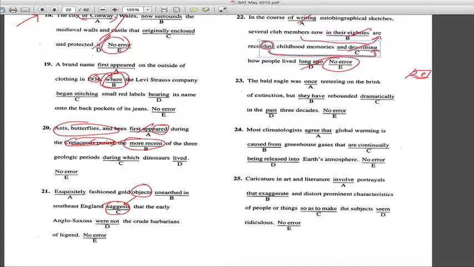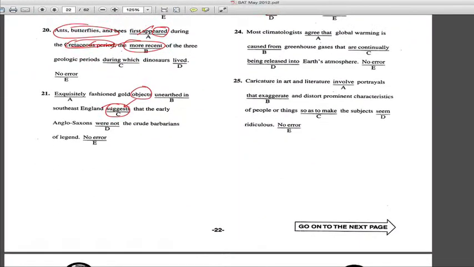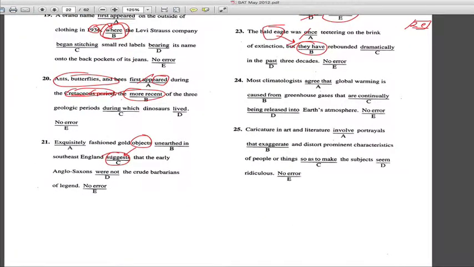Bald eagle was once teetering on the brink of extinction. Singular, plural, come on. B, subject verb agreement error. Subject pronoun error here. Yeah. Pronoun error, not agree, verb. Pronoun error.